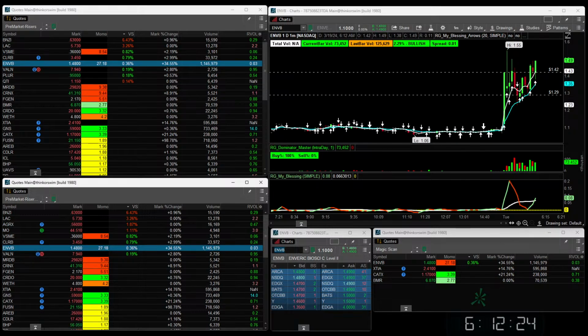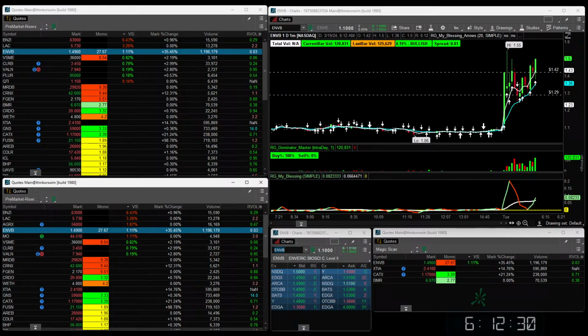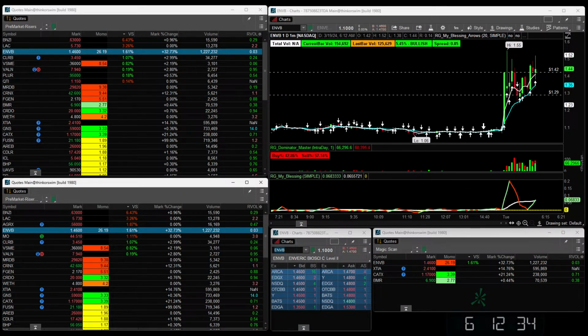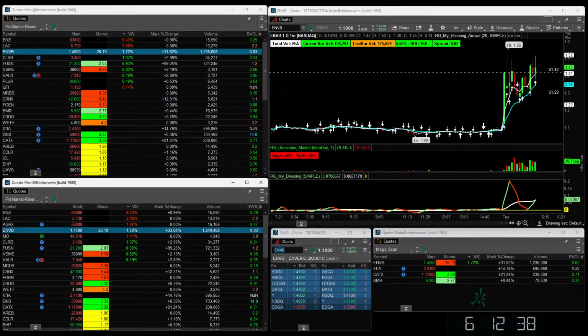Looks like the buyers are going to come in. Well, this is a tough one. Which direction is it going? That's the question. Sellers coming back in to drive it back down. That's the long wick on the top.